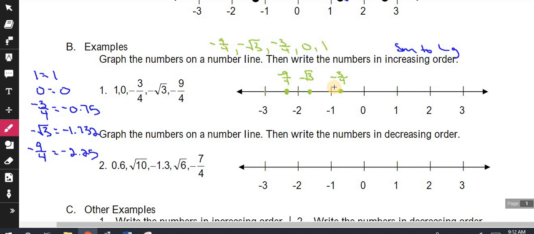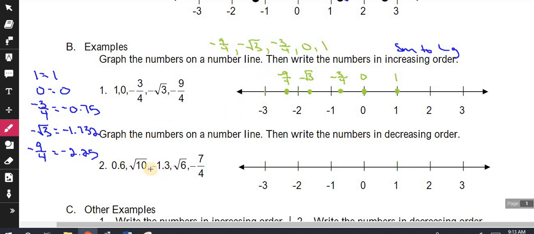And then we have our 0, which occurs right on 0, and our 1, which occurs right on 1. If you're having difficulty going straight from the decimal form to increasing order, it might be helpful to actually place these values on the number line, making sure, especially with these negatives, you look at what two negative numbers these are going to be in between. And then you can also go from your number line to the list or vice versa.